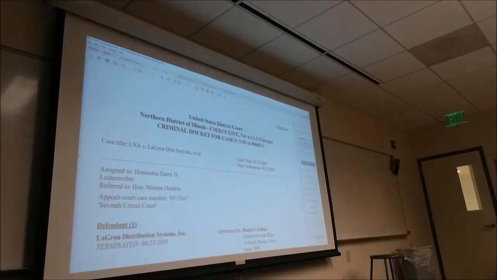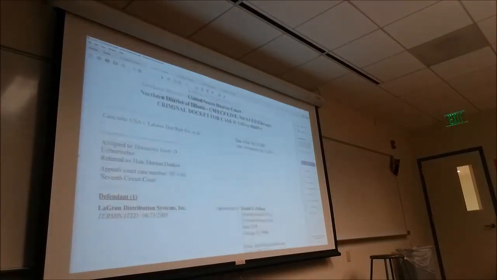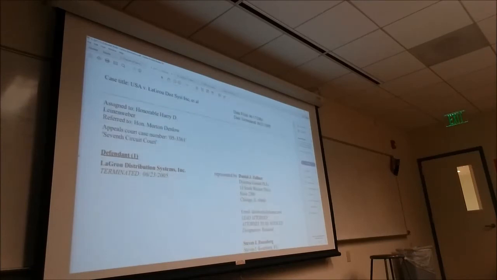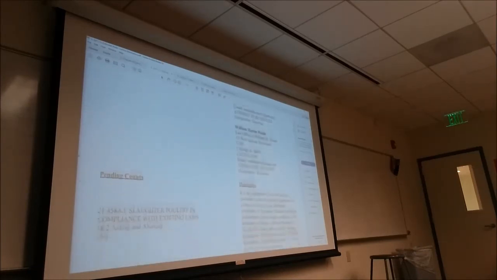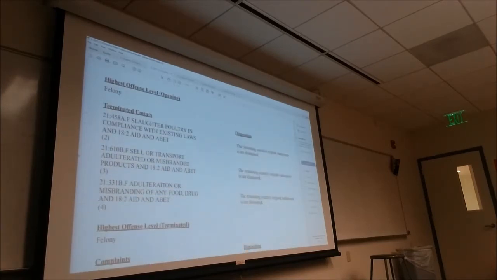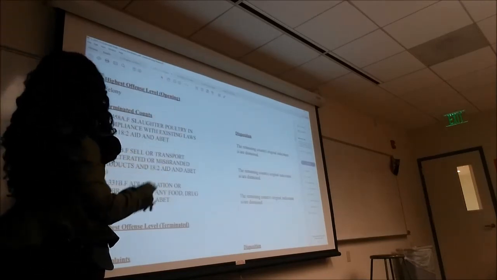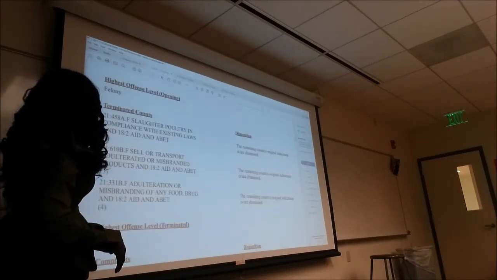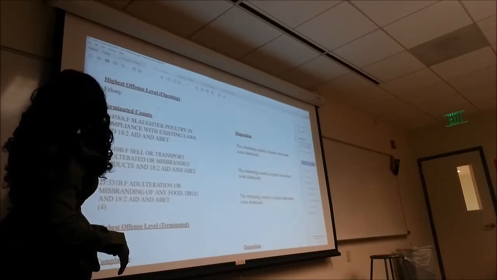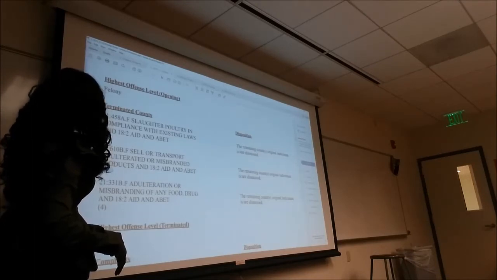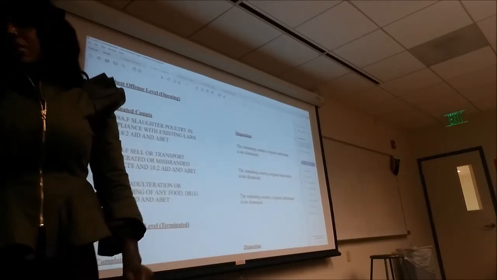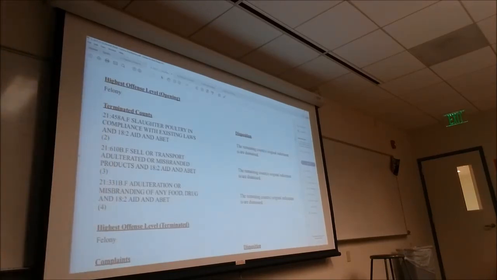Okay, so here is our docket sheet. I'm just going to look at the docket sheet first for this case. It's in Illinois, in the United States District Court in the Chicago Division, and this is the LaGrou case. I'm going to bring in the information about it, but these are the counts that this particular business and its officer were charged with: slaughter poultry in compliance with existing laws, aid and abet, sale or transport of adulterated food, and we'll talk more about how this food was adulterated. But these are some of the charges that were brought against this particular person.